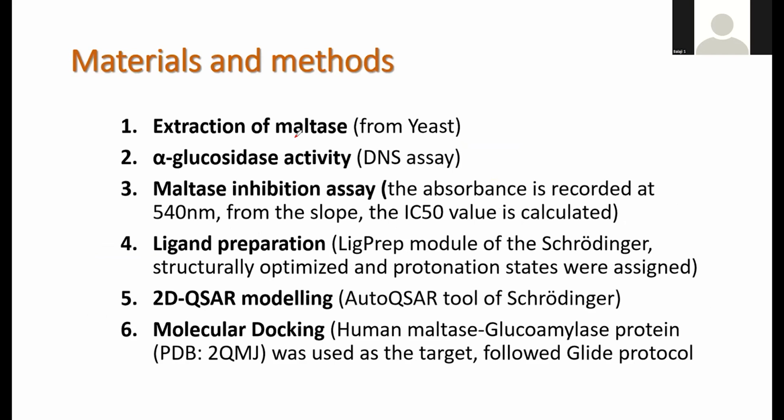Okay, so we extracted maltase from a eukaryotic source, yeast, especially Meyerozyma guilliermondii. That's the organism we have used. We used YPD agar, yeast peptone dextrose agar, for cultivating the yeast, and then extracted the enzyme maltase. Then we verified whether it has alpha glucosidase activity by the dinitrosalicylic acid assay, the classical biochemistry test. Then the maltase inhibition assay was based on UV visible absorbance at this wavelength, and we identified the IC50 values from the slope we plotted from these values.